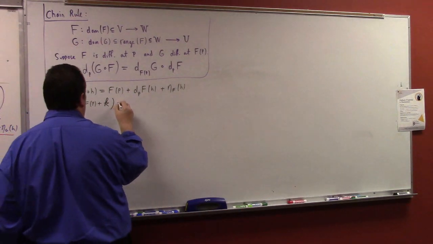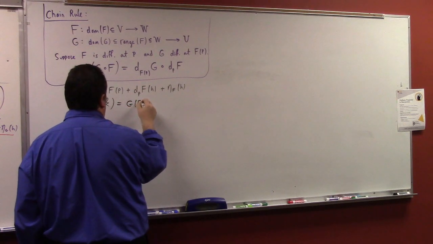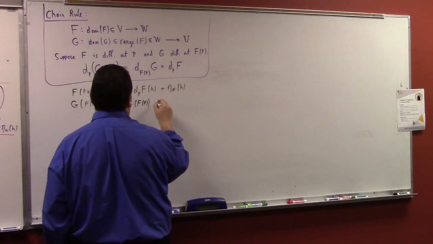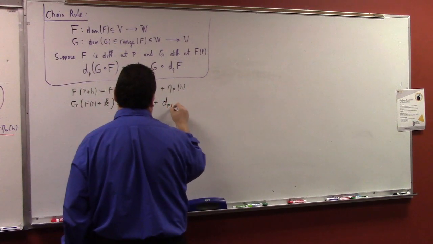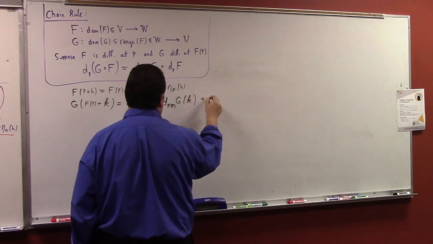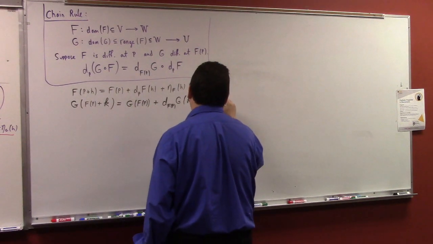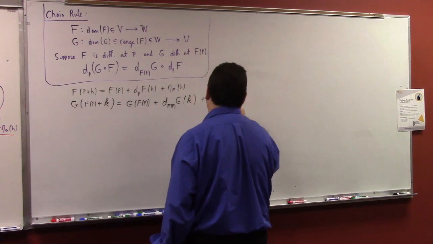And that, by differentiability of g at f of p, is g of f of p plus the differential at f of p of g acting on k, right? Plus eta sub g of k, right?